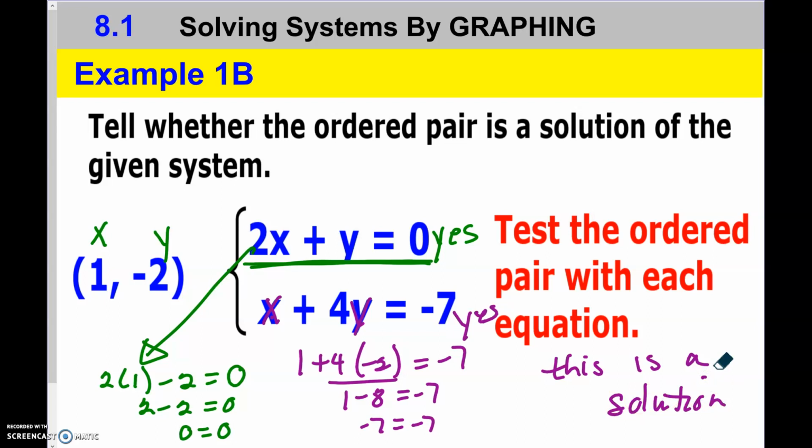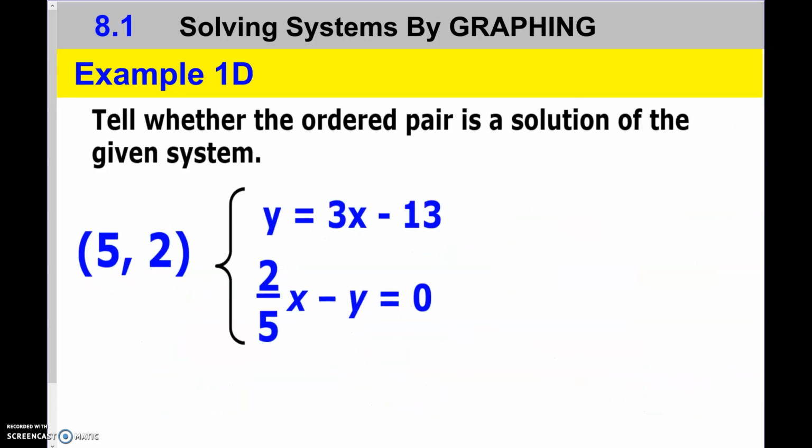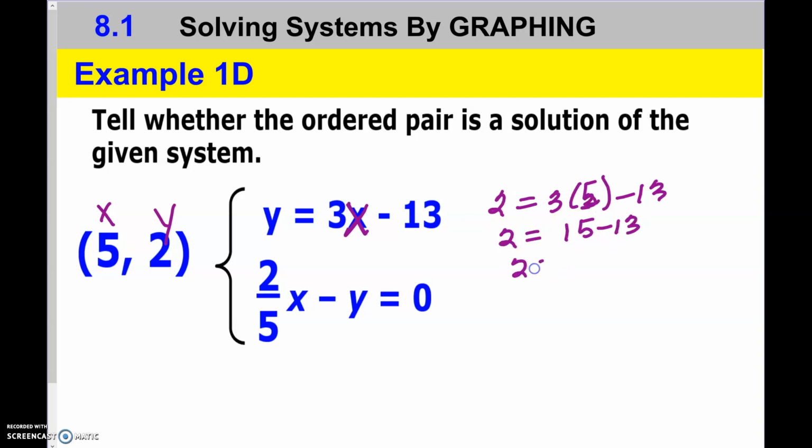All right, let's just try one more and then we'll move on to the next topic. So is 5, 2 an ordered pair? This is x, this is y. So make sure you get that in place of x. So we have 2 equals 3 times 2 minus 13. Okay, so I put a 5. So 2 equals 15 minus 13. So 2 equals 2. So yes, this ordered pair is on that first line.